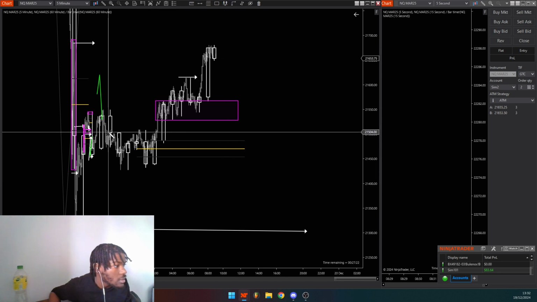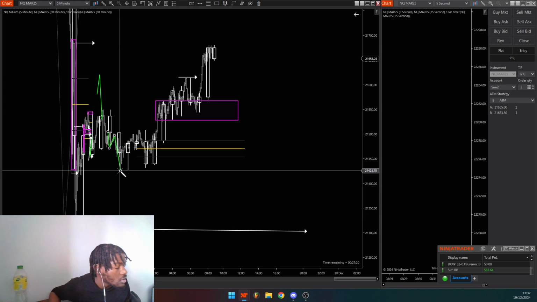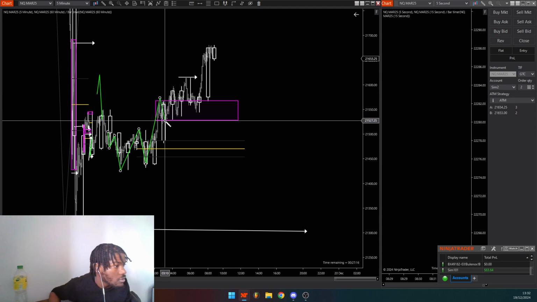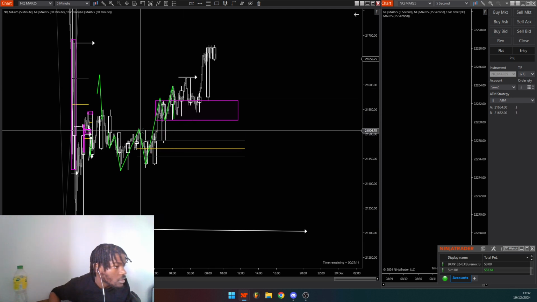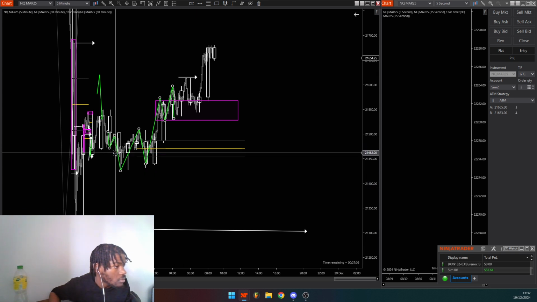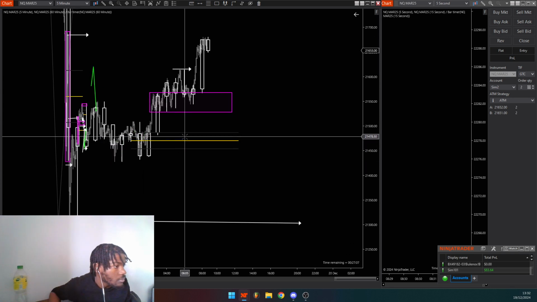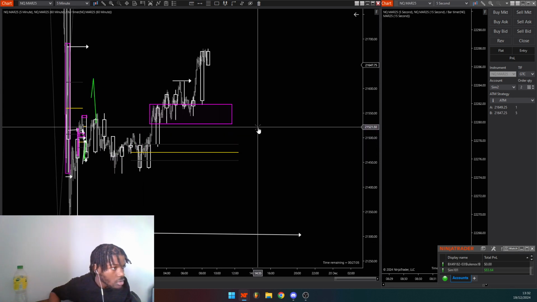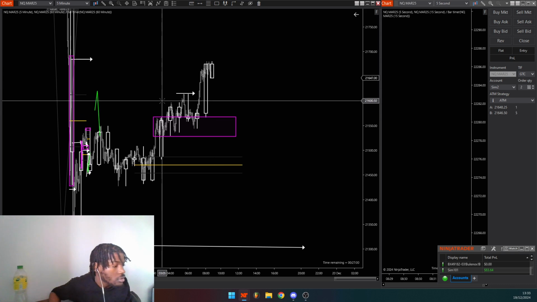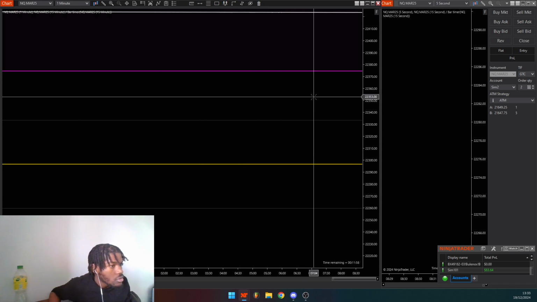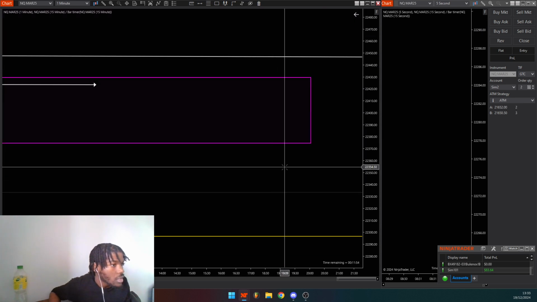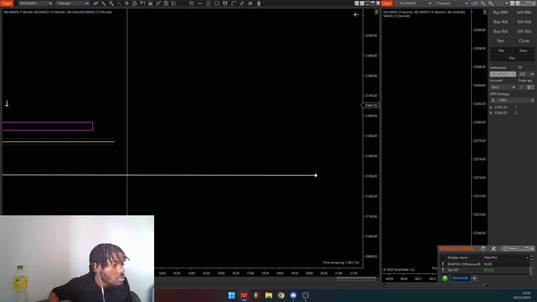I say to you guys that the hidden S&D is just the first. My bad. The hidden S&D is just the second flip. This is the second flip. So that's an unmitigated area that we can come down to. But that's not what the market is currently doing, so let's not project too far into that. But there's money to be made. I'm keeping that area there.